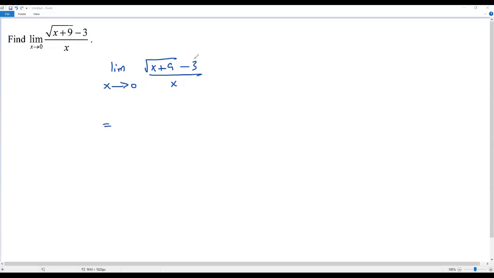I can consider the numerator, because it contains the square root. I can take the conjugate of the numerator expression. I'm going to multiply both numerator and denominator by the conjugate of this expression. Limit as x approaches 0 of (square root of x + 9 - 3) over x. I multiply both numerator and denominator by the conjugate. Conjugate means I just have to change the sign in the middle. Already we have negative, so to get the conjugate we change the negative to positive. Then I'm getting square root of x + 9 + 3 over square root of x + 9 + 3.